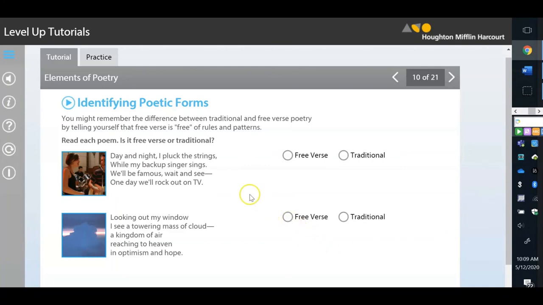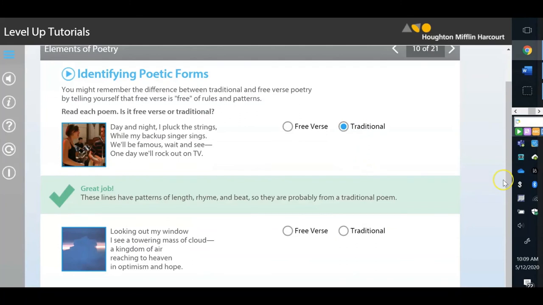Day and night I pluck the strings while my backup singer sings. We'll be famous, wait and see. One day we'll rock out on TV. Is that free verse or traditional? If you select traditional, you're correct. These lines have patterns of length, rhyme, and beat, so they are probably from a traditional poem.